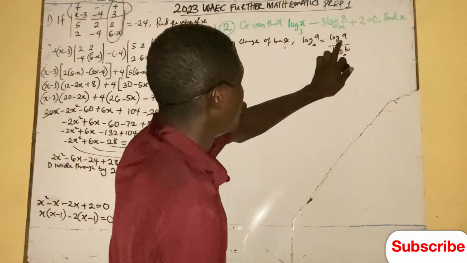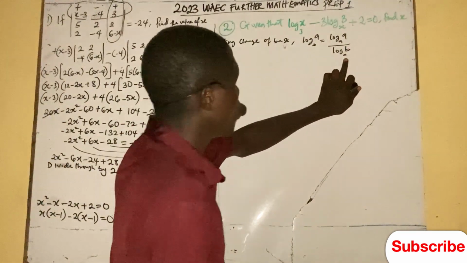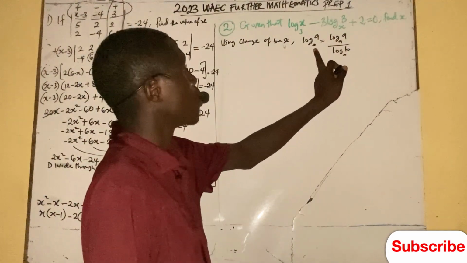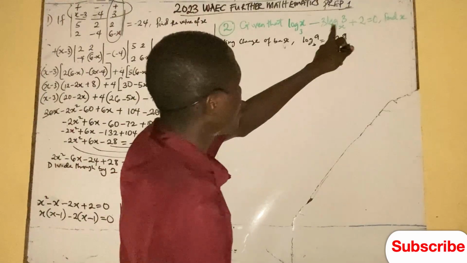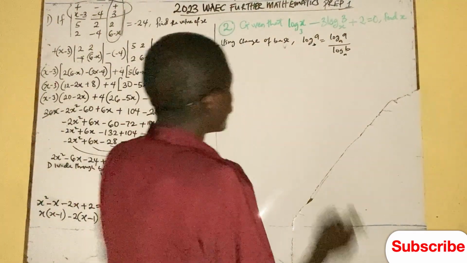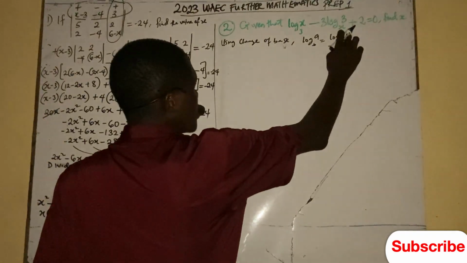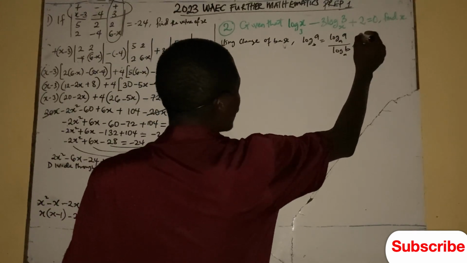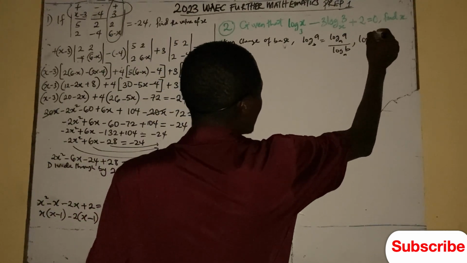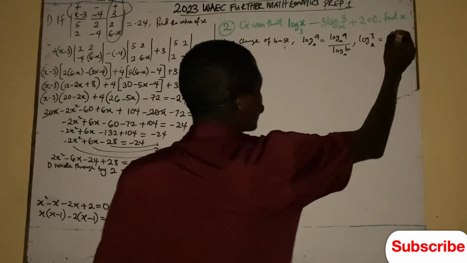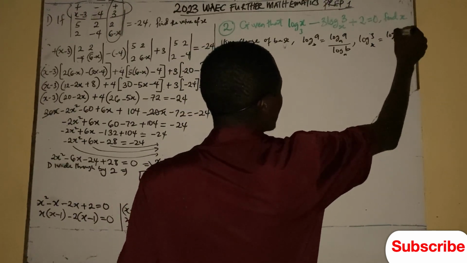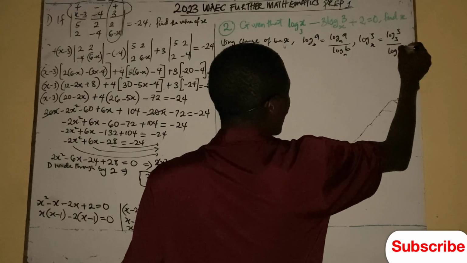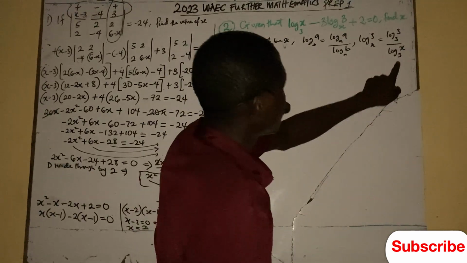Log a base a over log b base a. Or you can even change it entirely. You can decide to use log a base x or log b base x. But because I want to cancel some things there, that's why I'm using the same base and then the same number. So therefore here we are going to have log 3 base x equal to log 3 base 3 all over log x base 3. You can see they have the same base now.